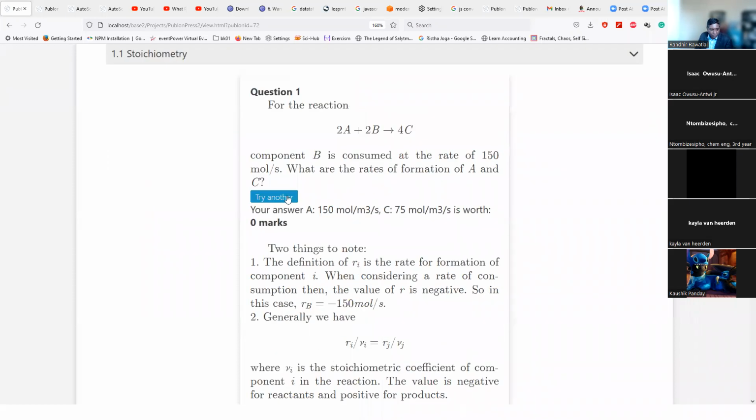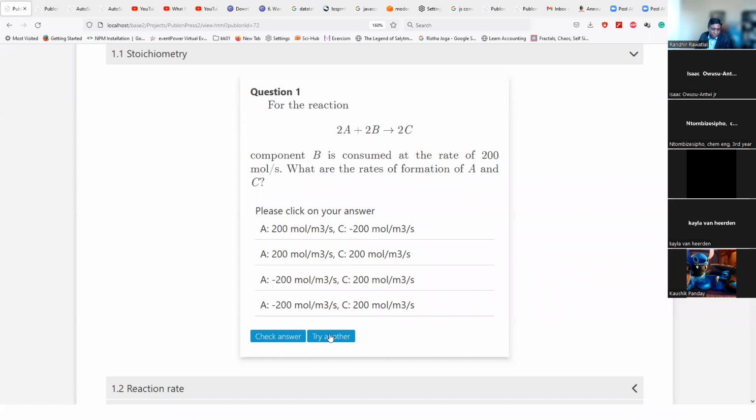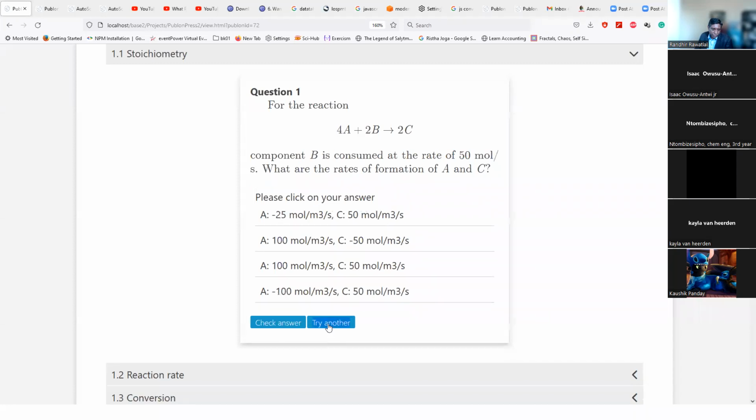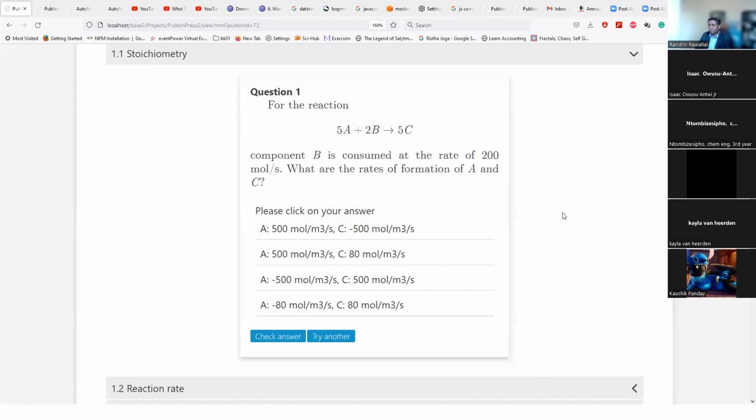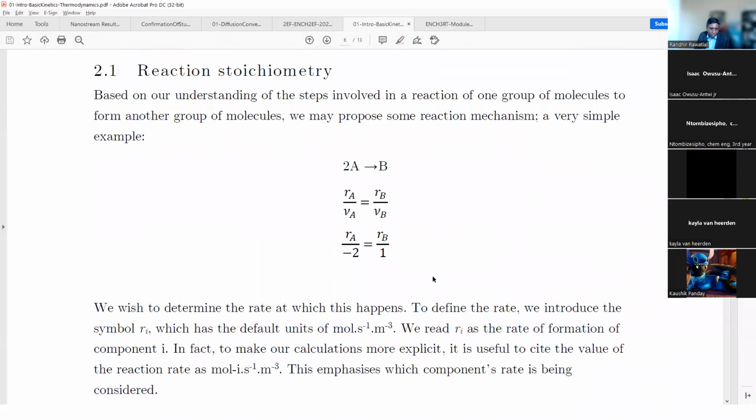And then, by the way, if you click try another, it's going to change the numbers in the question, and you can try that again, and you can check again. So as you click try another, it's going to change the question there. Okay, so you can practice with that. So that's stoichiometry.